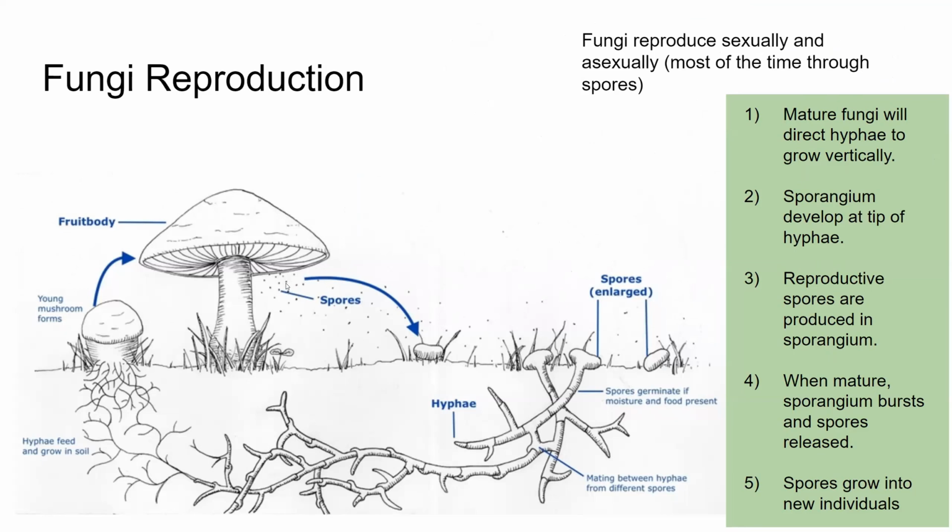As we can see, spores, new individual produced, hyphae grows, sporangium grows, it contains spores, and so on, so on. So it is known as a cycle because it's never ending, really.